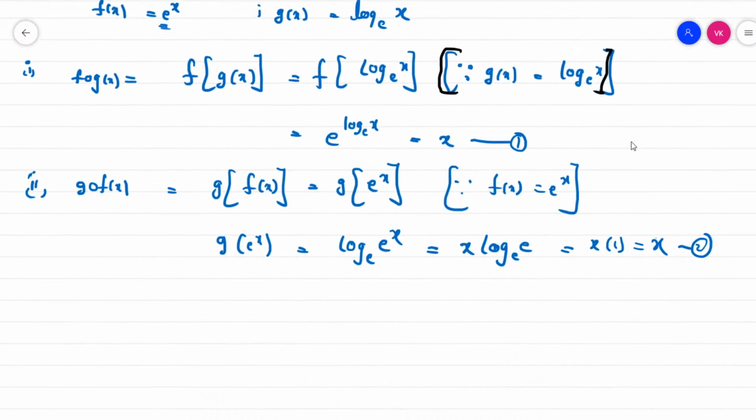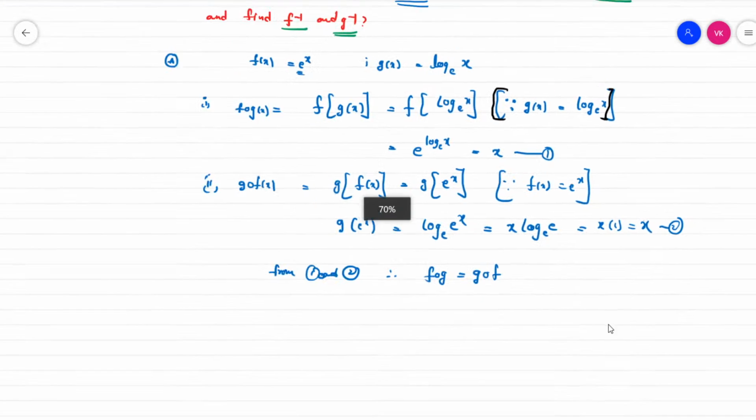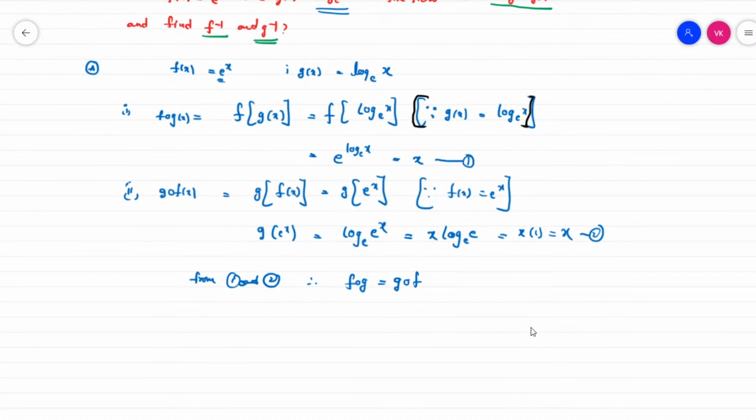Now from 1 and 2 we can easily show that f circle g is equal to g circle f. That's over, the first part is over. Now go for the second one, that is we have to find the f inverse. So let's move to the second solution, that is f inverse and g inverse.